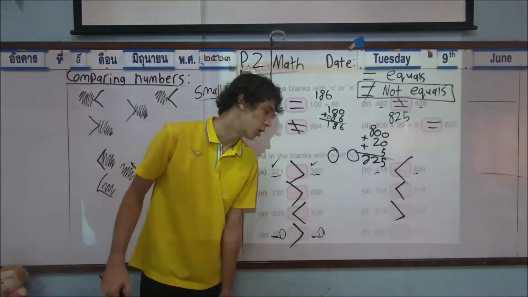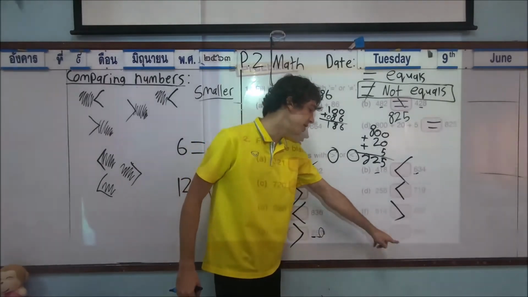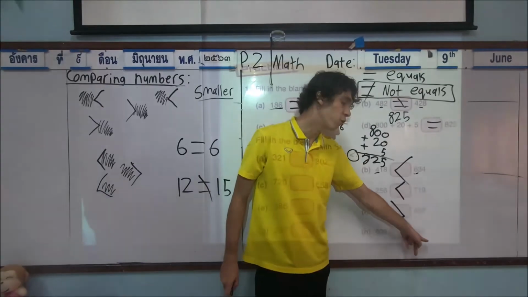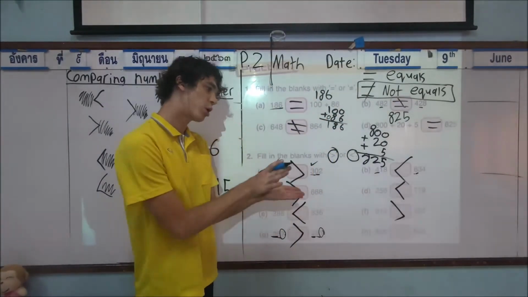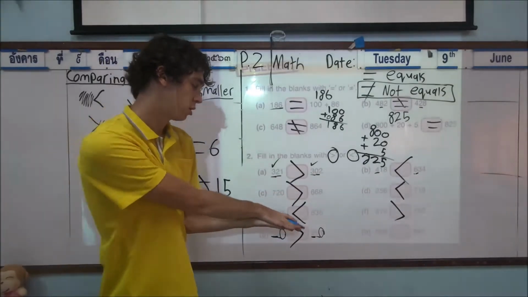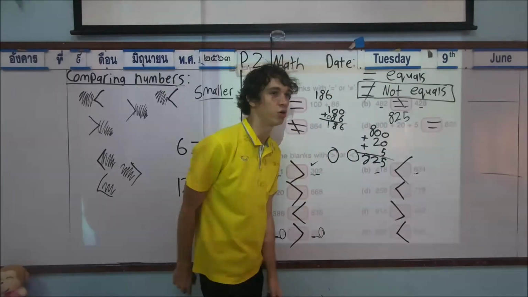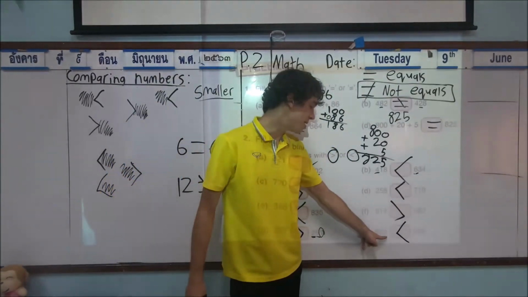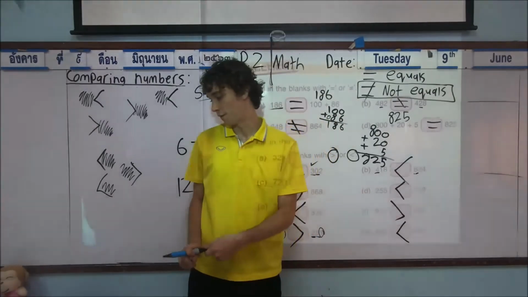Okay, the last one. Letter H. I have 809 and 842. Which one is bigger? Which one do I want to eat? I want to eat 842. So 809 is smaller than 842.